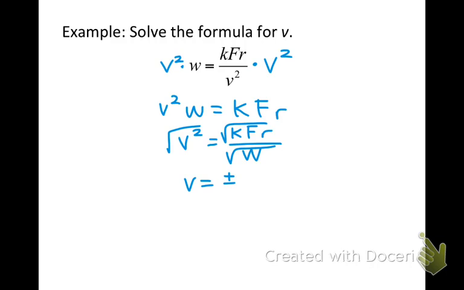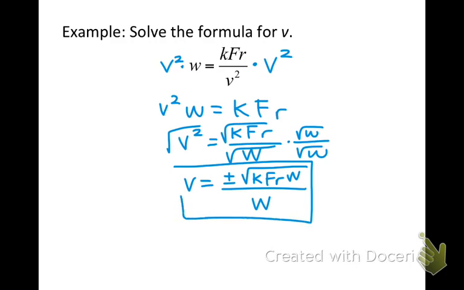So let's do a quick rationalization up here in this step. What am I going to multiply top and bottom by? Good, so the square root of W top and bottom. So in my numerator, we're going to get the square root of K, F, R, W, all over what's going to be in the denominator, just one plain old W. There's your final answer.